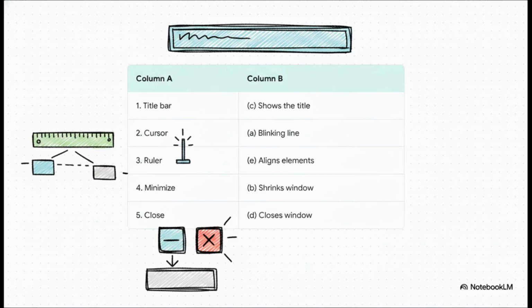Number 1, the title bar matches with shows the title of the window. Number 2, the cursor matches with small blinking line. Number 3, the ruler is aligns the elements. Number 4, the minimize button shrinks the window down to the taskbar. And finally, number 5, the close button simply closes the opened window.